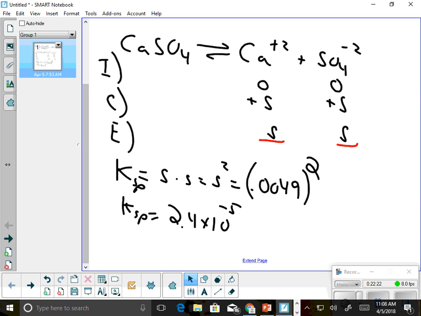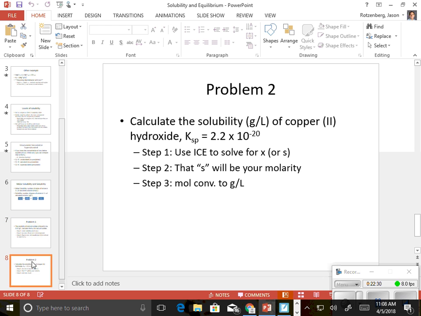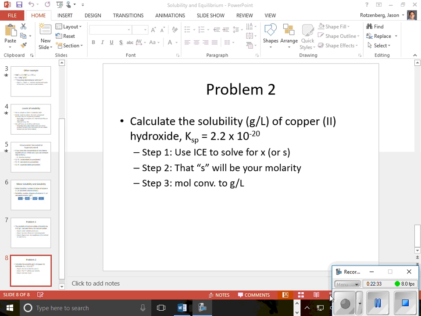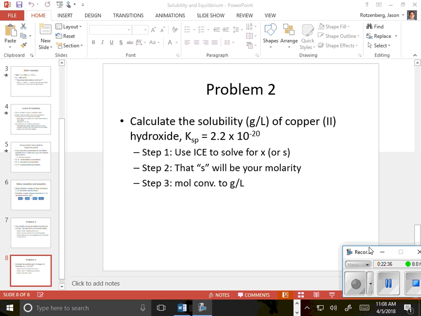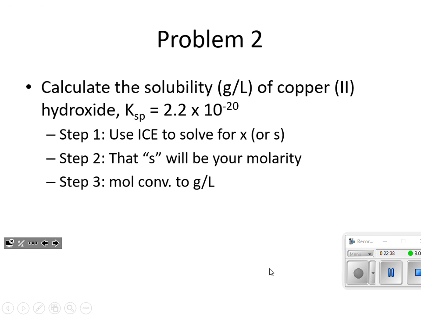All right, so one way we can solve for this is you're given solubility, you want to solve for K. Second way we could do it is you're given the K value. Notice how small this K value is, by the way, 10 to the negative 20th. That must mean that copper 2 hydroxide, you can barely put any of that in water compared to the previous problem with the calcium sulfate. But if I gave you the K value, you could solve for the grams per liter, the solubility.